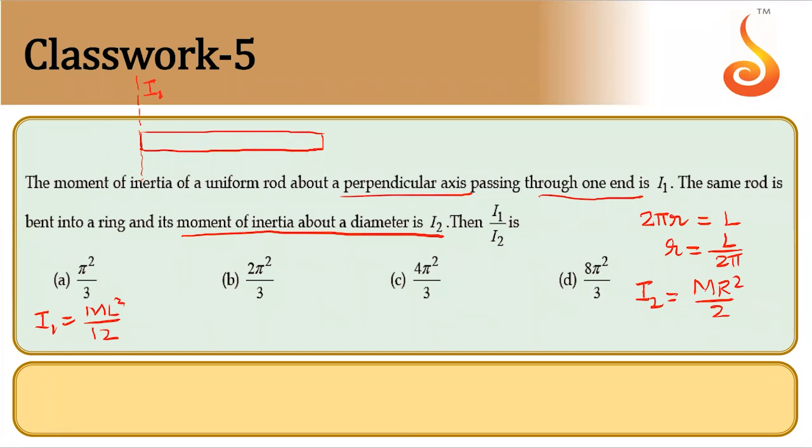Right? We have taken small r. Substitute for r. I2 equals m by 2 into L by 2 pi whole square. So that will be ml square divided by 4 pi square into 2, that is 8 pi square. Now I1 by I2: ml square gets cancelled. So 12 comes to the denominator, 8 pi square goes to the numerator.